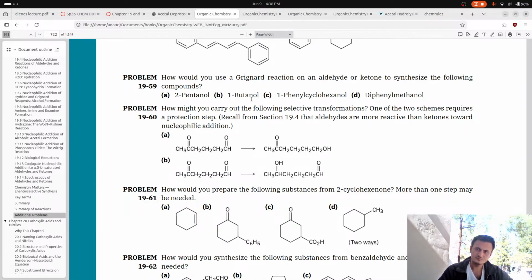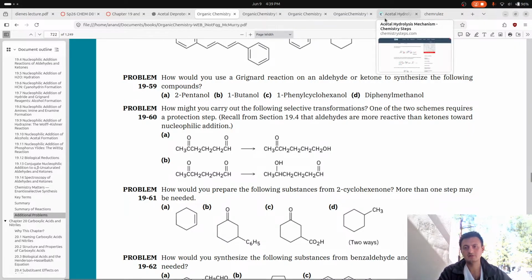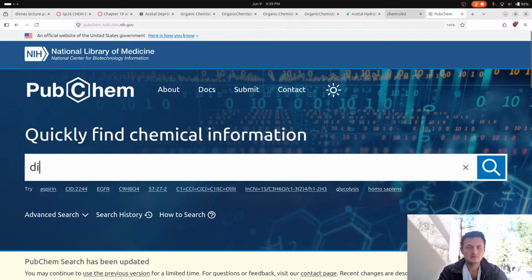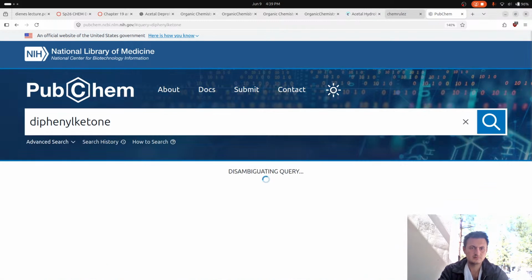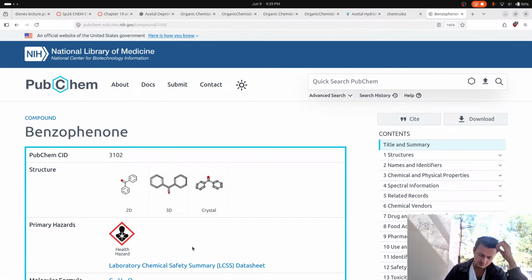Diphenylmethanol? Diphenylmethanol, I think I know. But there's like a special name for it. But it's like diphenyl ketone. But there's a special name for it. Let me just look up diphenyl ketone because I feel like that's an... benzophenone. That's right. Benzo.